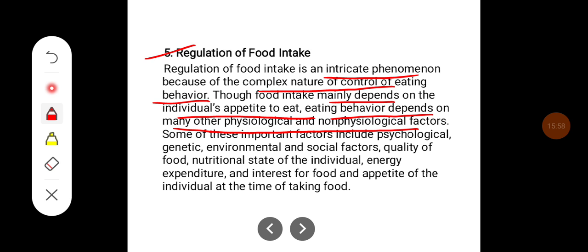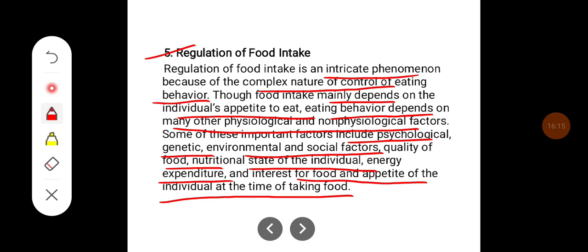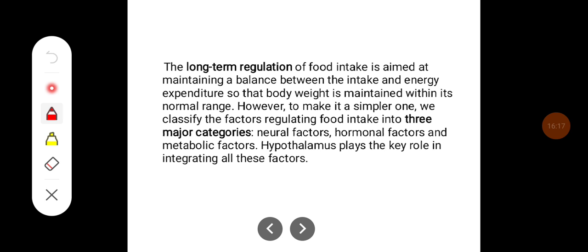Some of these important factors include psychological, genetic, environmental, and social factors, and quality of the food, nutritional state of the individual, energy expenditure, and interest for food and appetite of the individual at the time of taking food. The long-term regulation of food intake is aimed at maintaining the balance between the intake and energy expenditure so that body weight is maintained within its normal range.